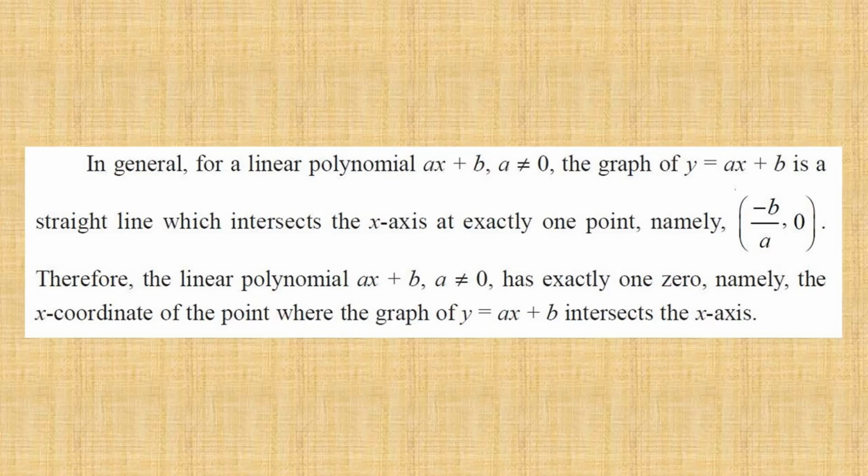For a linear polynomial ax plus b, the graph y is equal to ax plus b is a straight line. You all know that. And it intersects the x-axis at exactly one point, namely minus b by a, 0. Here the x-coordinate is minus b by a, and that is the 0 of the polynomial. Okay, that's the idea. So now I will add two more things to this.